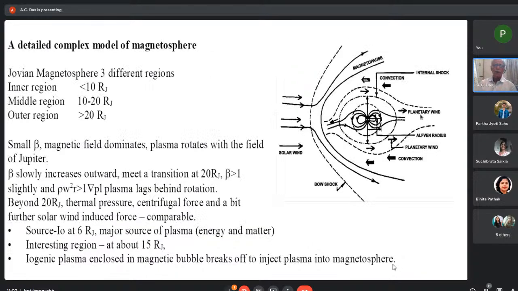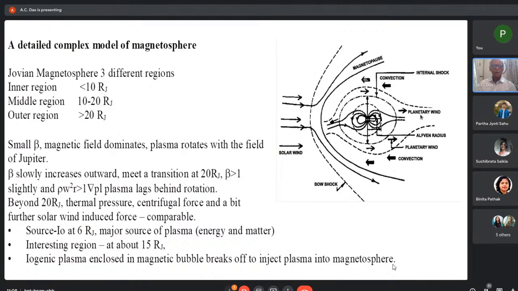So let's see the next one. What we see is this. The Jovian magnetosphere can be divided into three different regions. One is the inner region, which is less than 10 RJ. Well, 10 RJ is actually associated with the beta value of the plasma. The plasma beta is the ratio between the plasma energy and magnetic energy. Inside, the magnetic energy is large compared with the plasma energy, therefore the plasma is confined, as you know, and beta is small.